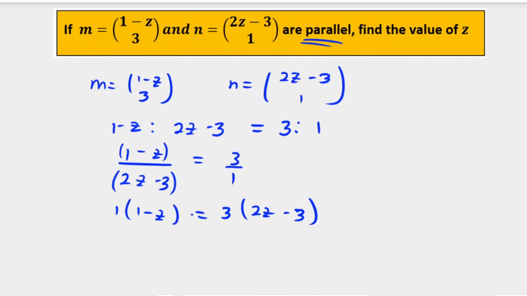Now, let's expand to remove the bracket. So 1 times 1, we're going to get 1. And 1 times negative z, that's going to be negative z. And that is equal to 3 times 2z, that's going to be 6z. And 3 times negative 3, we're going to get negative 9.